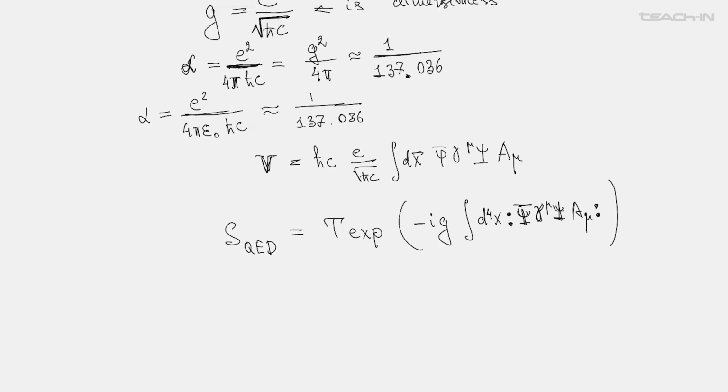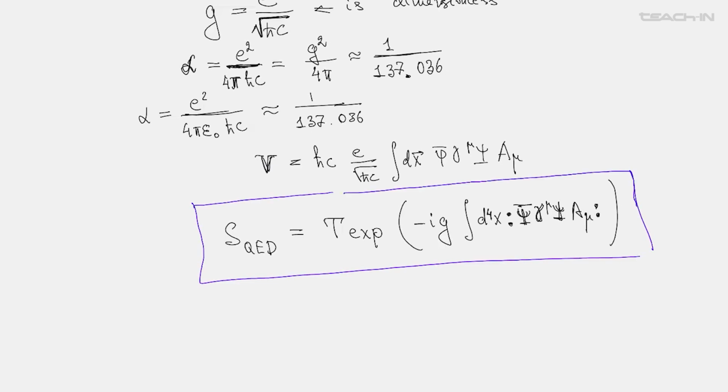So the whole information about the processes in quantum electrodynamics which can be observed in experiments, the whole scattering theory of electrons and photons, sits in this formula. That's all that makes the starting point for the computation of actual transition amplitudes in quantum electrodynamics.